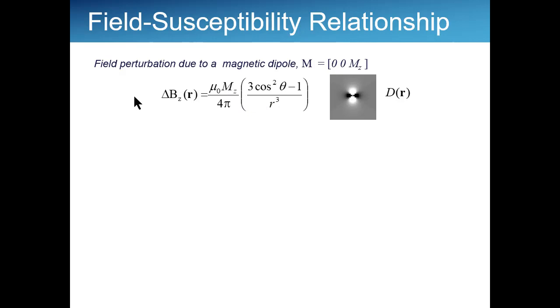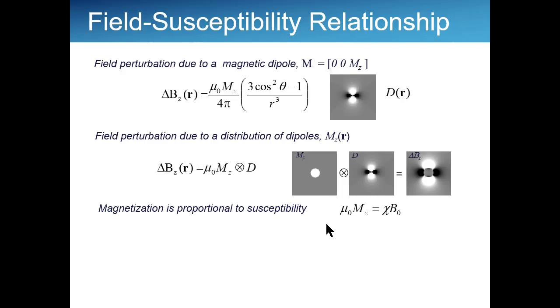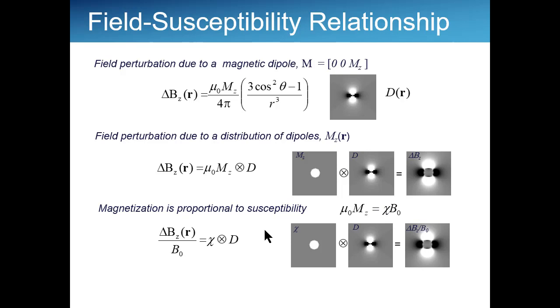We can do that because we know what the magnetic field is from each little piece of magnetization. It will follow the common dipolar field pattern. So we have a distribution of magnetization, and we can work out what the field pattern will be by convolving the dipole field with the distribution of magnetization. That's relatively easy to do. But in many situations, the induced magnetization is proportional to the susceptibility, just depending on the applied magnetic field. So it means we can get the field perturbation by convolving the susceptibility with the dipolar field.